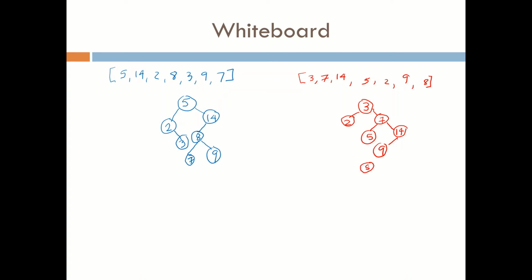And so the thing that's worth seeing here is that the order in which we insert nodes matters. These are two differently shaped trees because the order in which we placed everything was different, and that gives us a different shape for the tree.